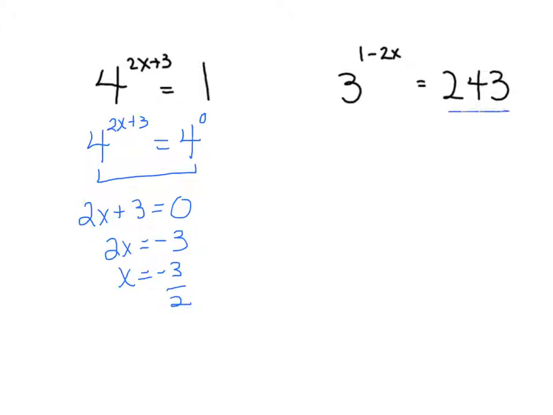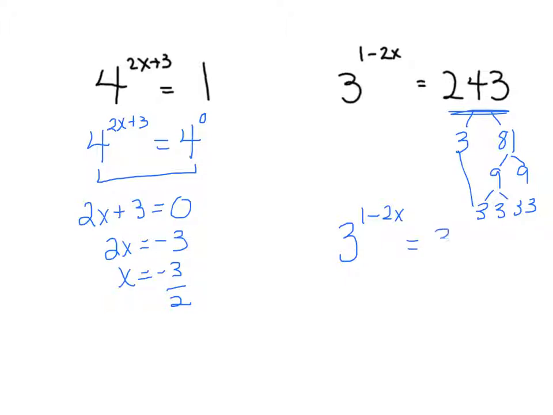Right? If we do the same thing over here, we want to know what 243 is to what power. And one way you could do that, it needs to be to the third power, right? So I would divide that through by 3. And so 3 goes into 24 8 times, so 81. And then this is 9 and 9, which is going to be 3, 3, 3, 3. So just count the 3s. There's 5 of them. So I know 3 to the 1 minus 2x equals 3 to the 5th.